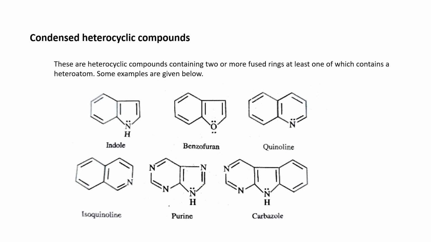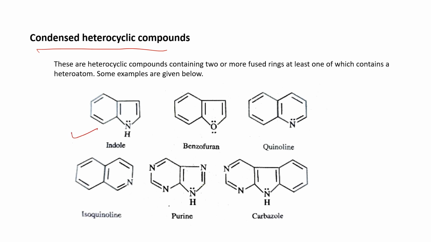Now, the third classification is the condensed heterocyclic compounds. These are heterocyclic compounds containing two or more fused rings, and at least one of which contains a heteroatom. അതായത് രണ്ടോ അതിൽ കൂടുതലോ റിങ്സിനെ ഫ്യൂസ് ചെയ്തിട്ടായിരിക്കും ഈ heterocycles ഉണ്ടായിരിക്കുന്നത്. And there should be at least one heteroatom in one ring. രണ്ട് റിങ്ങിലും heteroatoms ഉള്ള കേസുകളുണ്ട്, 3 റിങ്ങിലും heteroatoms ഉള്ള കേസുകളുണ്ട്. പക്ഷേ at least ഒരു റിങ്ങിലെങ്കിലും heteroatom present ആയിരിക്കണം.